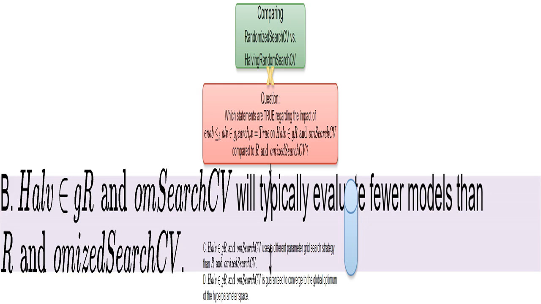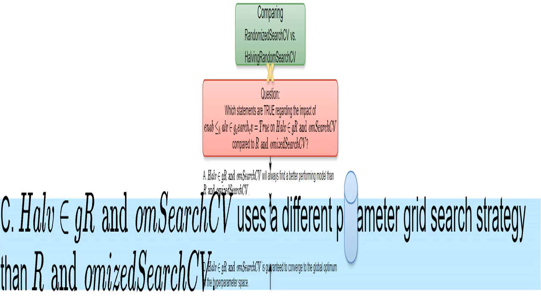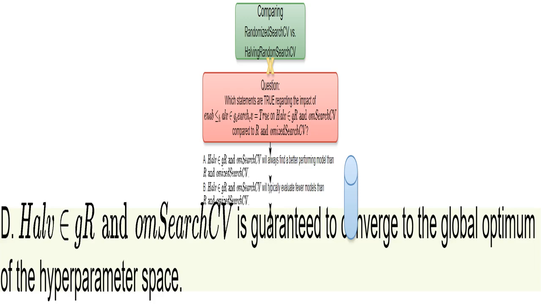It starts with many models, then throws away the worst performing half after each iteration. This iterative pruning saves a lot of computation time. Randomized search CV, on the other hand, just tries random combinations and doesn't do this efficient pruning. This is also true. Halving random search CV uses the successive halving strategy, which I already explained. Randomized search CV uses a simple random sampling strategy. They are distinct methods. This statement is false.